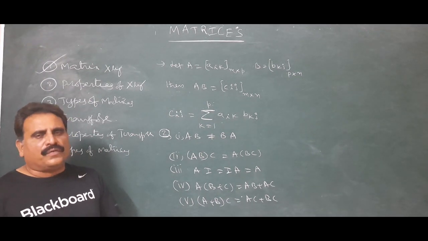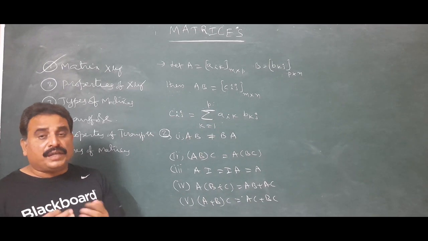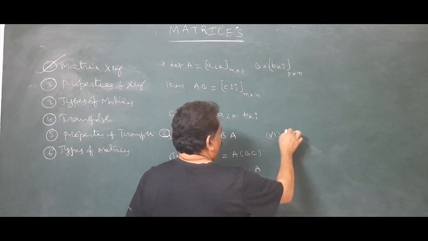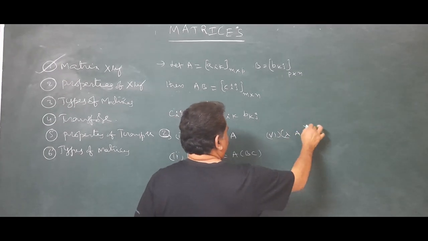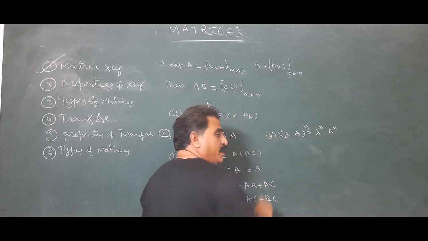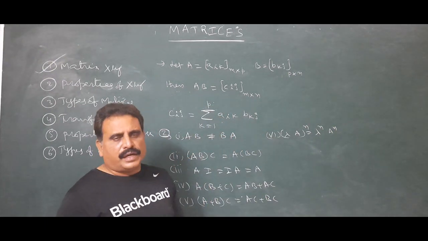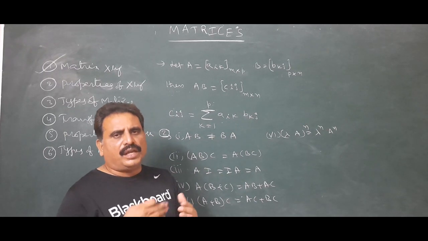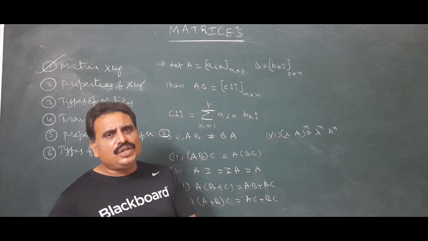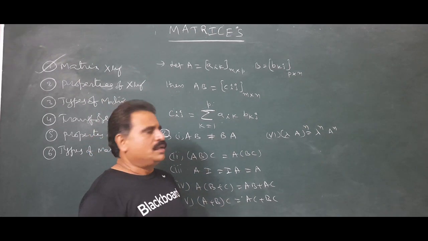In general, (lambda A) whole power n can be written as lambda power n into A power n. A power n means A into A into A, n times. A square means A into A; A cube means A square into A, which is the same as A into A square. Both are the same.